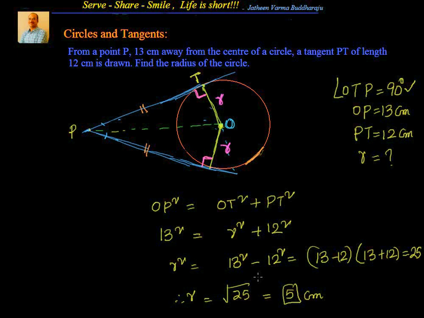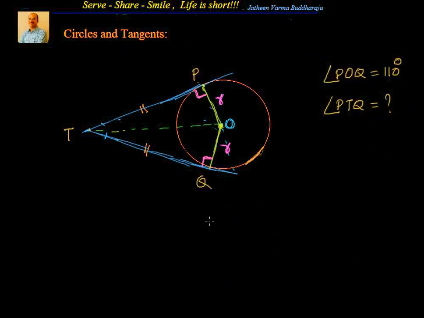We can use Pythagoras theorem and find it out. Let's do one more example. We are leveraging the same figure. We have been given that PT is a tangent, OT is the distance between the center and the point from which we are drawing the tangent, and OP is the radius. We have been given that angle POQ equals 120 degrees.